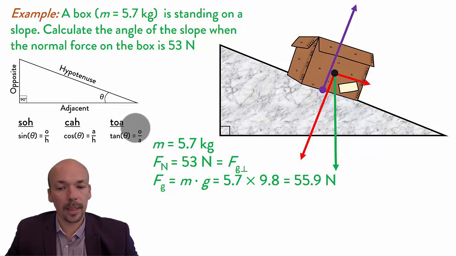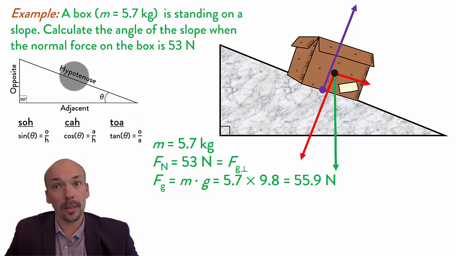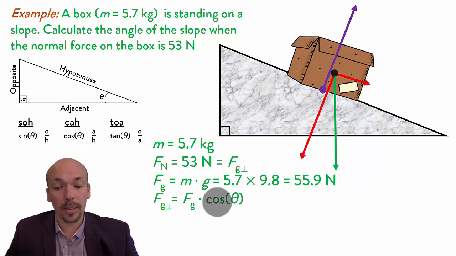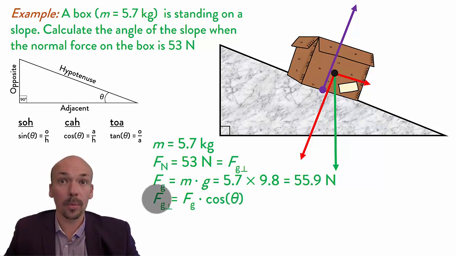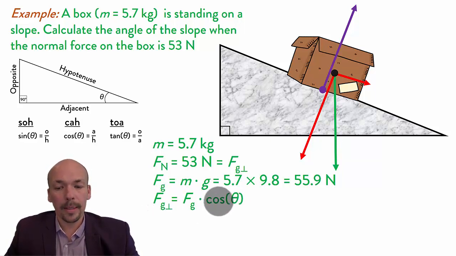I use this picture again. So we need to calculate the angle. We do have the hypotenuse, which is the gravitational force, and we have the adjacent, which is the force perpendicular to the slope. So we need to use this one with the cosine. So it's this one: gravitational force multiplied by the cosine of the angle is the force perpendicular to the slope.